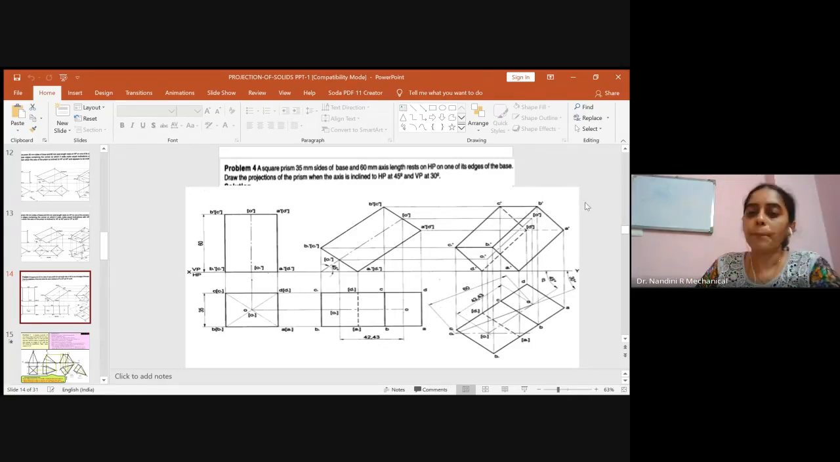So after this, identify the center also. Locus of O1 is meeting O1 dash at this point, so this is our O1 dash. Locus of O is meeting O dash at this point, so this is our O dash. So in this case also the outer boundary will be visible. So join all the outer boundaries from A1 dash to A dash to B dash to C dash to C1 dash to D1 dash to A1 dash. And these outer two surfaces also will be visible: C1 dash to B1 dash to B dash. This is over.